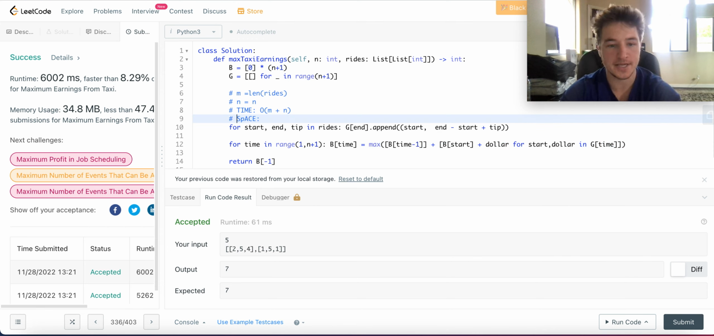Okay, and what about space complexity? Well, we have to build a graph that's size n, and this thing is size n, so it's definitely n. And then we have to add each edge, which corresponds to rides. So that's m edges. So again, it's the same O of m plus n. So this is a linear time algorithm with respect to the inputs.